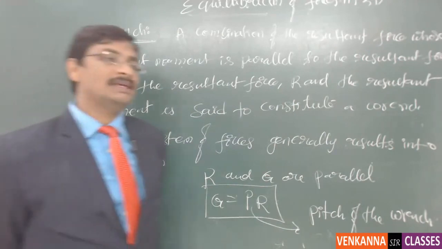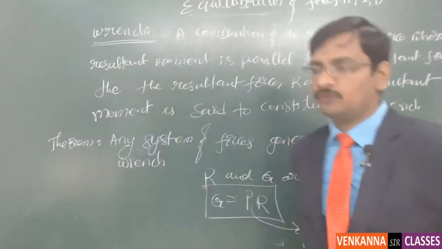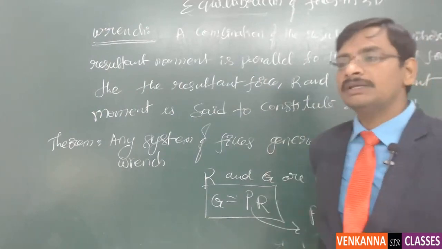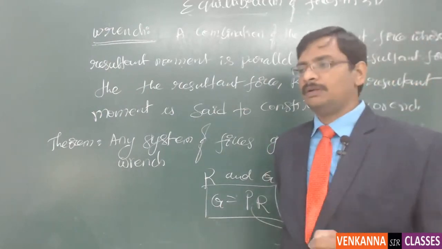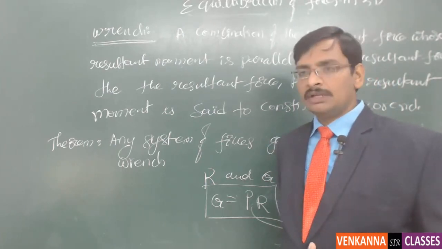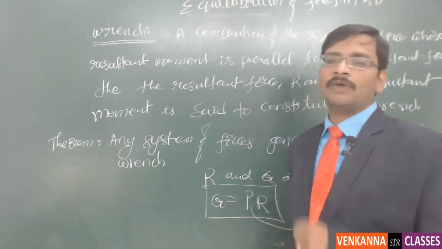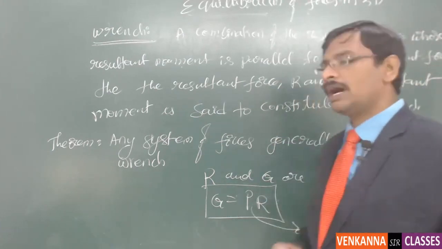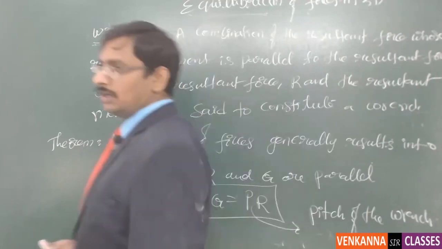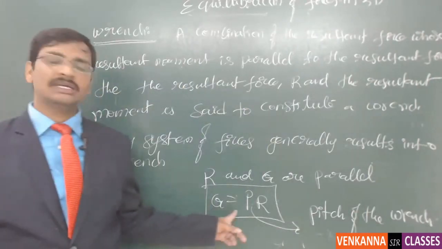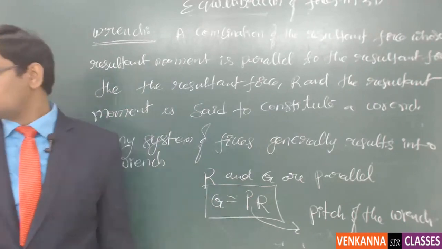Got it? So any system of forces generally results into a wrench depending upon the selection of your base point, because the base point can be placed at infinite locations. At least you will be able to find one point wherein the resultant moment is parallel to this R value, and that scenario is called the wrench. So in case of a wrench, G can be expressed as P into R.